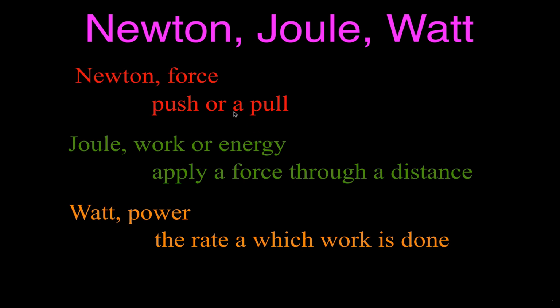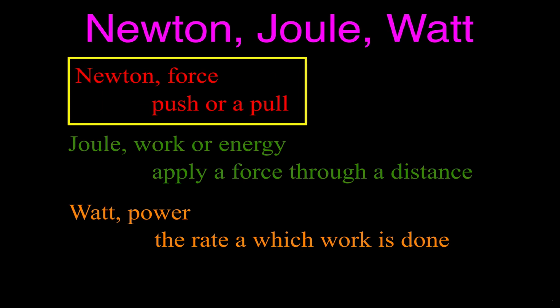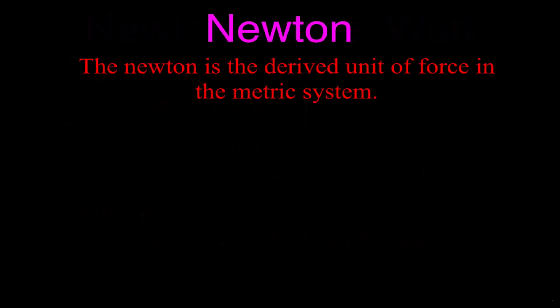So you take a force, you apply it through a distance, and you do that over some time, and then we talk about the power that you exert, and we express that in watts. But the first video and this video is going to be about the Newton and the push and the pull. So the Newton is the derived unit of force in the metric system. Call it the derived unit. It's just the unit for force.